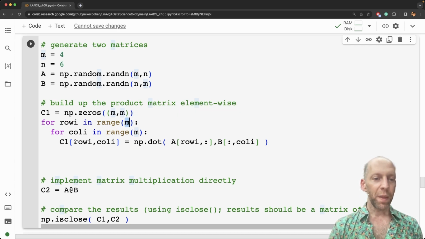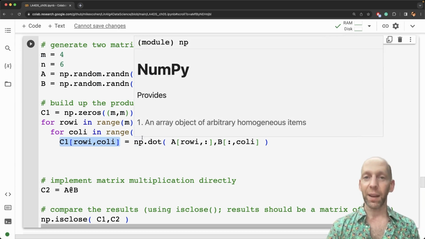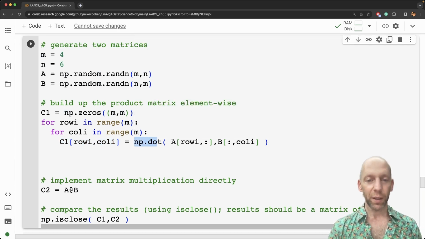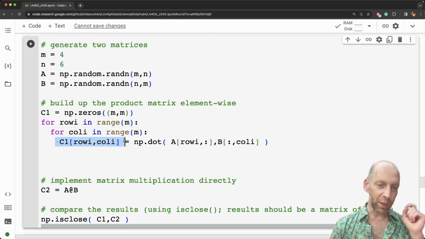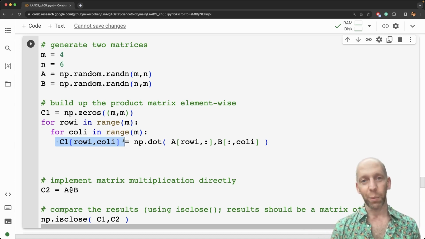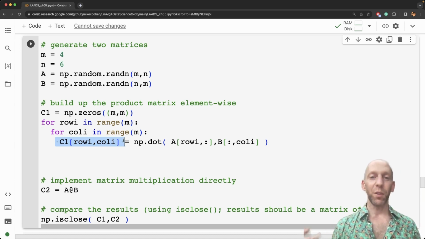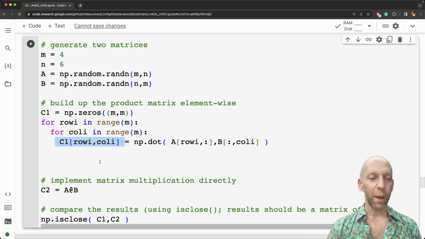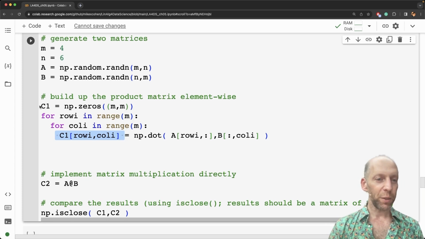Okay, so then each element in the product matrix is not A times B. It is the dot product of this row in A and this column in B. So that means that the product matrix is not just the result of taking one element from A and one element from B. It's actually a whole array of elements from A and a whole array of elements from B. Okay, so let's see. So that's matrix C1.